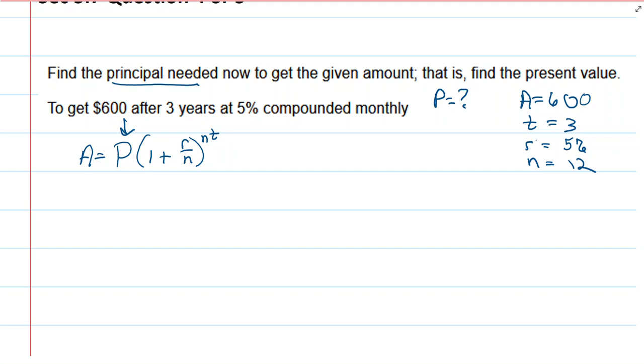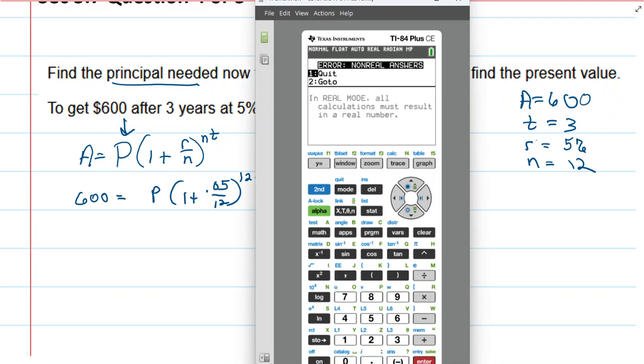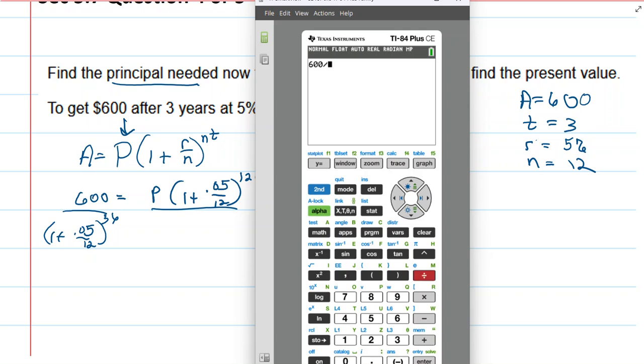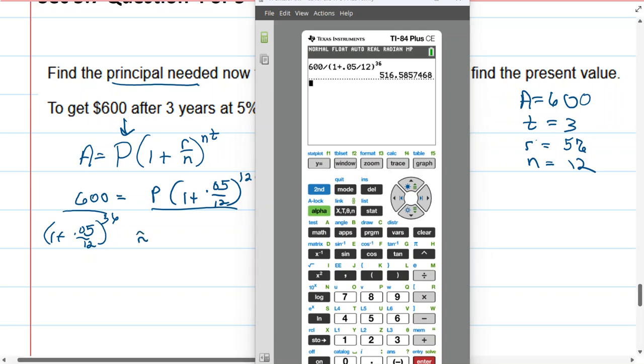Okay? All right. So I'm going to have 600 equals P times (1 plus 0.05 divided by 12) raised to the 12 times 3. And this is on the home screen, whichever way you want to go. So I'm going to divide both sides by that exponent. That's 36. I'll just write 36. And I'm going to get approximately, money is in 2 decimals. Everybody get that? Now we're going to go to our app.